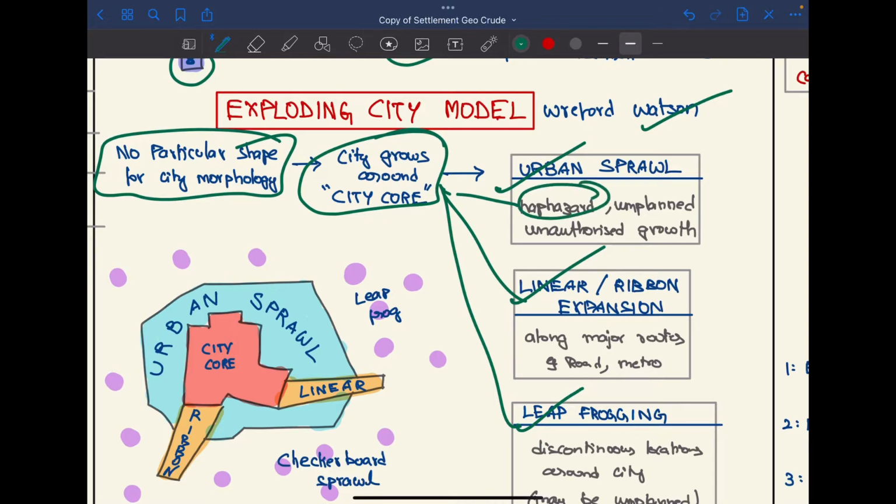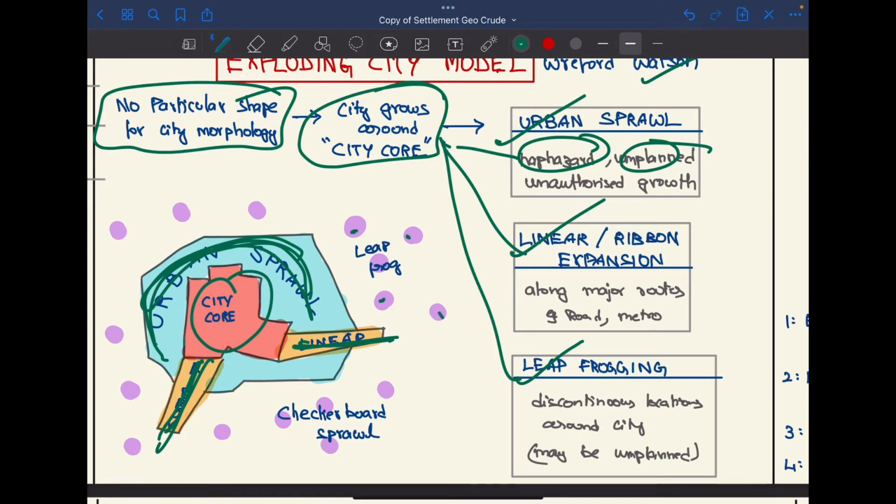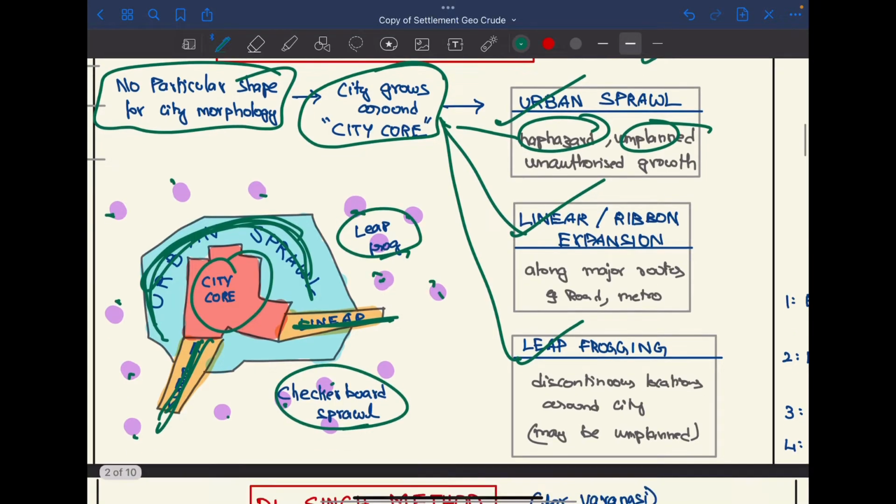Urban sprawl is haphazard, unplanned growth around the city core. Urban sprawl is happening here. Linear or ribbon settlements happen along a transport route, so these are generally planned. And leapfrogging are discrete settlements that pop up around the urban areas because of low rentals and so on. So this can be checkerboard sprawl or the leapfrog settlements that can be seen here.